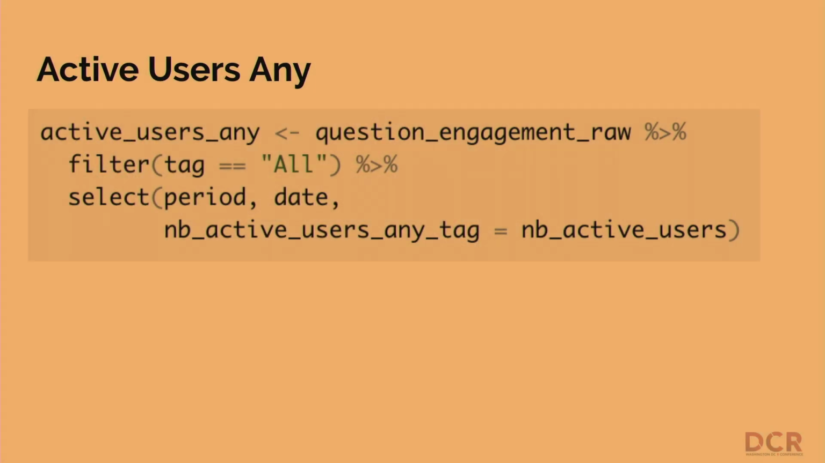One thing that's going to be critical here, active users any. I want to pull the number of active users on the any tag. This is important for my denominators. You'll see on the next slide.